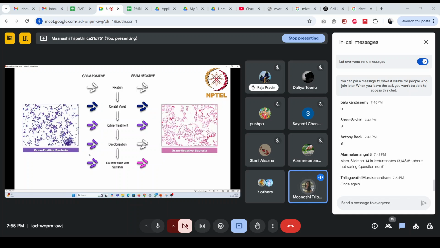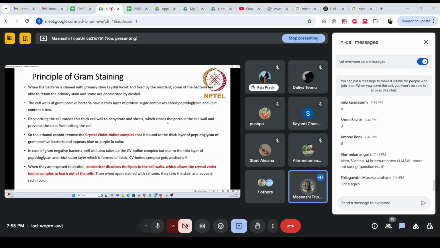The next step is decolorization by using alcohol. So what will happen? Some of them will retain purple color and the other bacteria will be decolorized. When we use the next stain, the counter stain or safranin, the bacteria which were already purple, nothing will happen to them, they will remain as such. And the other category of bacteria which were white, they will get this color of safranin. So that's why we see two different colors, one is gram positive and the other is gram negative. This is the principle of gram staining.